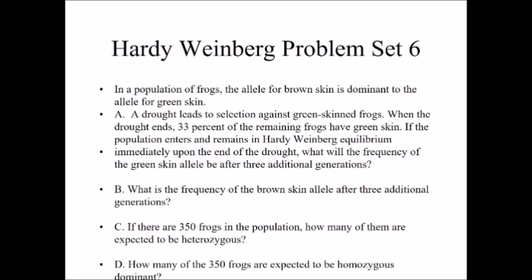All right, here's our final Hardy-Weinberg problem for this video. In a population of frogs, the allele for brown skin is dominant to the allele for green skin. A drought leads to selection against green-skinned frogs.